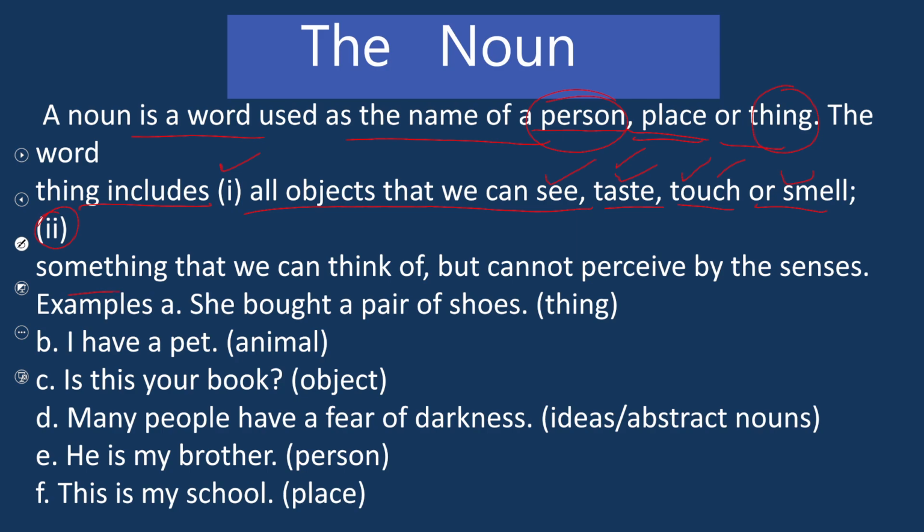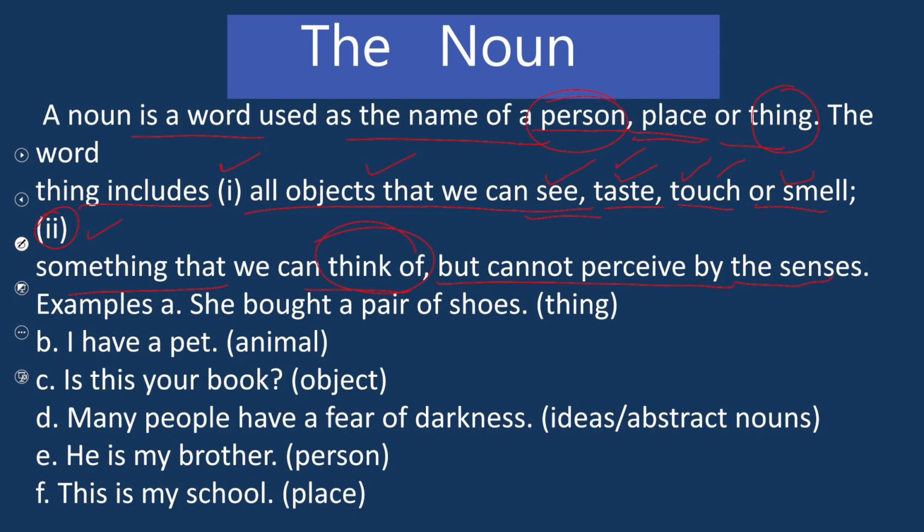Secondly, something that we can think of but cannot perceive by the senses. So we have these two types of objects. All objects that we can perceive through senses, and the second one is that we can think of. It can be an idea, a concept, but we cannot perceive by the senses. You cannot touch it, you cannot taste it, or smell it.